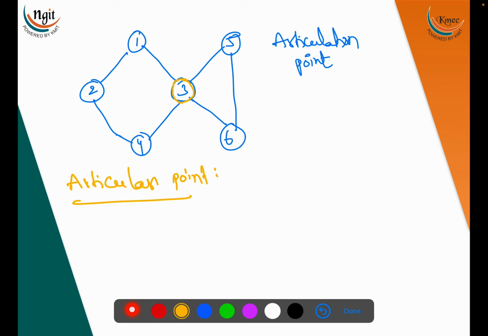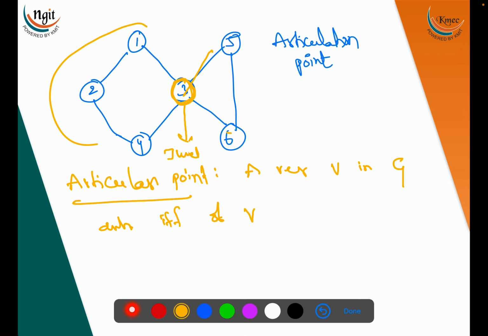Now, articulation point is what? A vertex V in a connected graph G is an articulation point if and only if the deletion of the vertex V together with all edges incident to V disconnects the graph. So if I delete this vertex, then I cannot find the edge from 5 to 1 or 6 to 4 or any of the vertices from this side. So an articulation point is what? It is a junction to connect two different vertices.